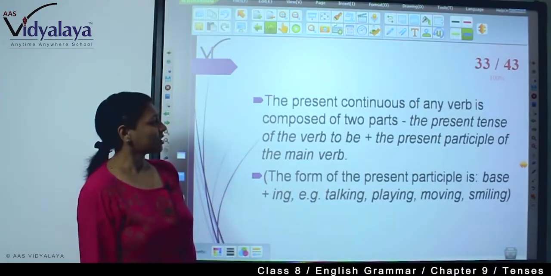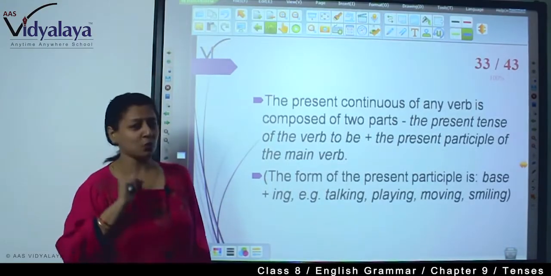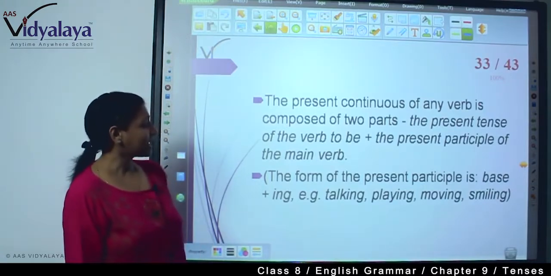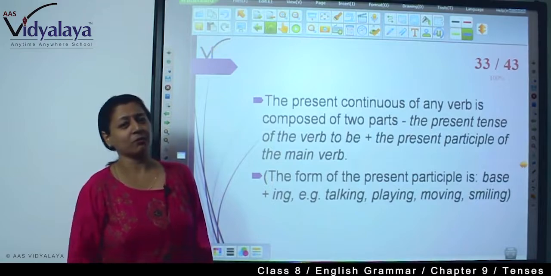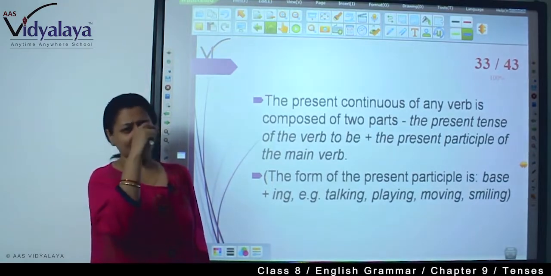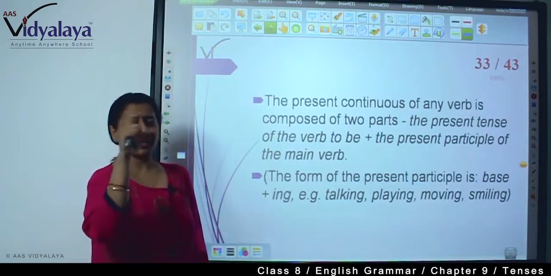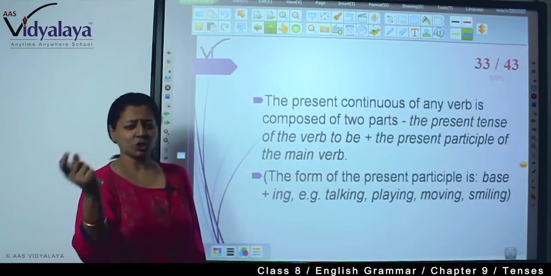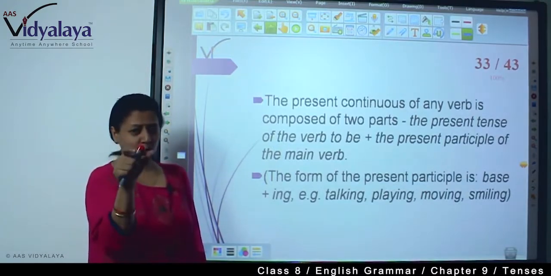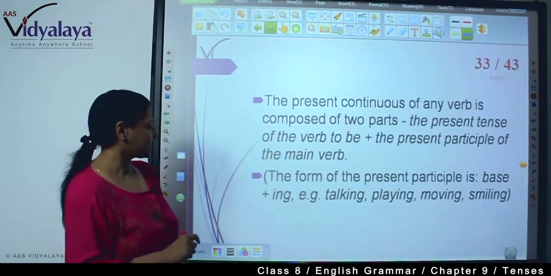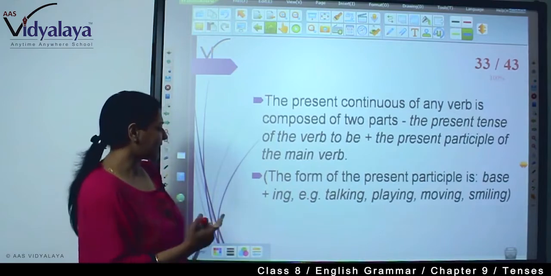The present continuous of any verb is composed of two parts: the present tense of the verb to be and the present participle of the main verb. To be: are, am, is. And the participle: going, coming, teaching, writing, that is root verb plus ing. The form of the present participle is base word and then ing.